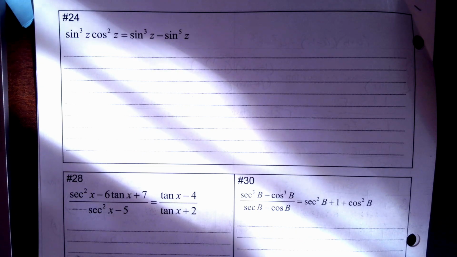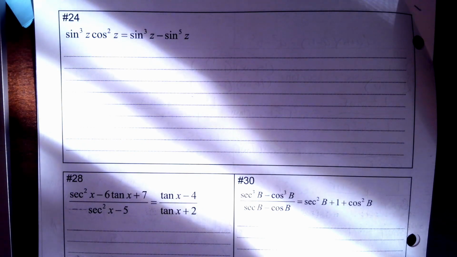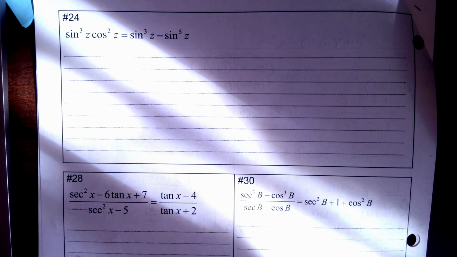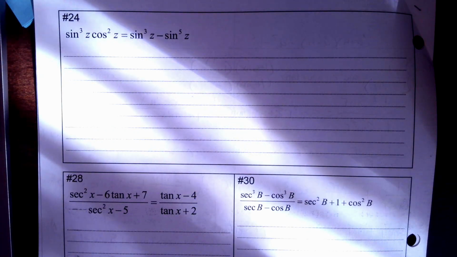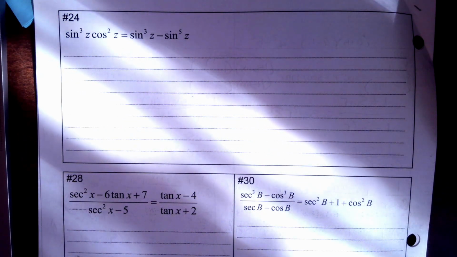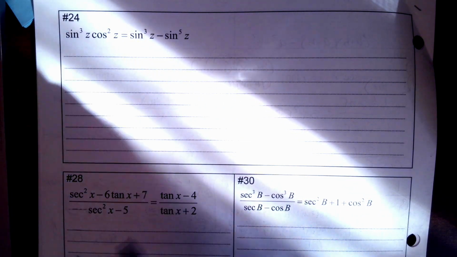So number 24, we have the sine cubed of z times the cosine squared of z has to equal the sine cubed of z minus the sine to the fifth of z. So we can use one of our trig identities, again, one of the variations on the main one. Sine squared plus cosine squared equals 1. So that means that cosine squared can actually equal 1 minus the sine squared of z.